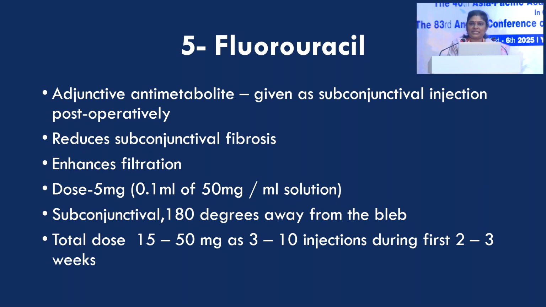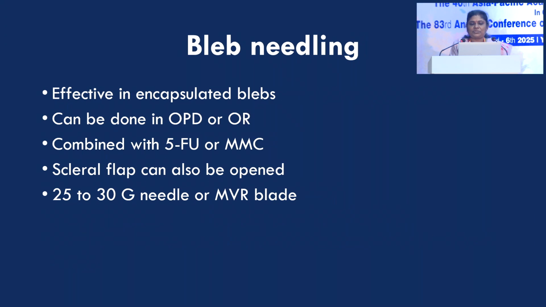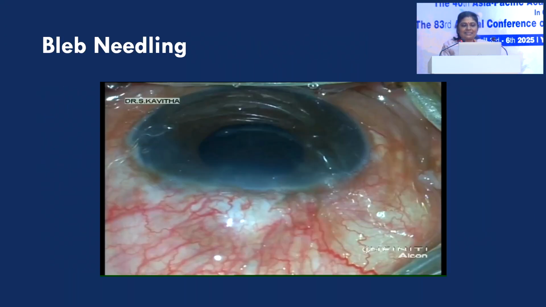Now people have totally shifted to mitomycin C injections, either with or without bleb needling. But in my experience, I don't give mitomycin C injections without bleb needling. But this 5-FU, though less potent, can be safely injected if you are not successful with suturolysis. And the last resort is bleb needling.